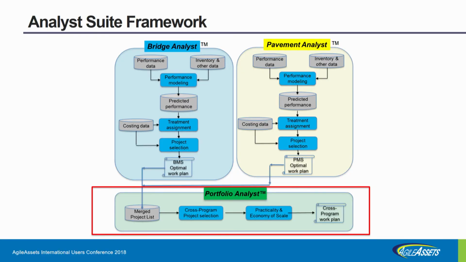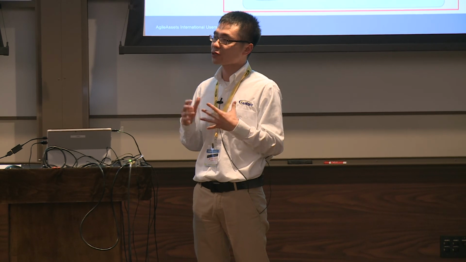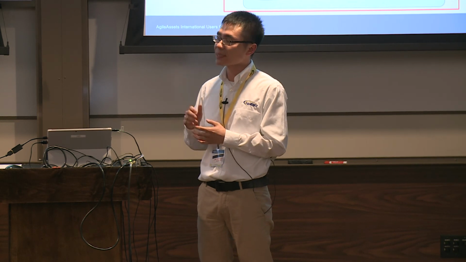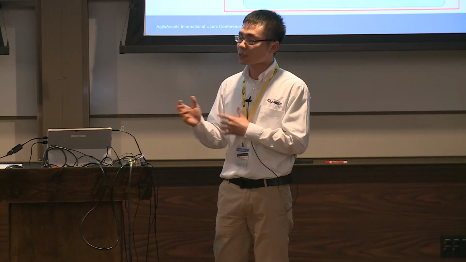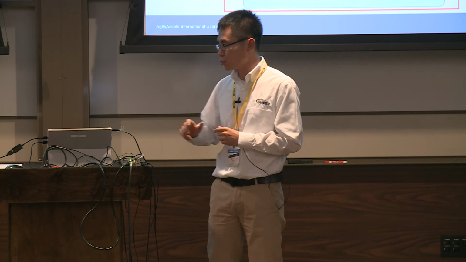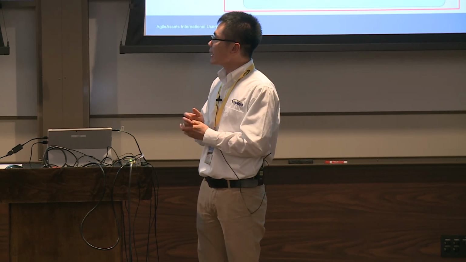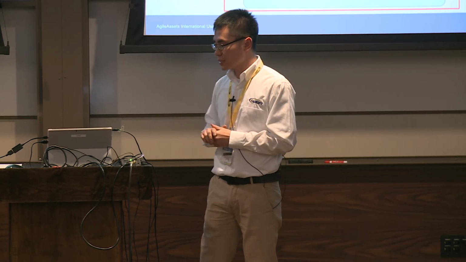Another part that we included in portfolio analysis is the post-processing module. In the post-processing components, we apply the economy of scale concept, and we are able to move projects around across different times and locations. So we are able to group projects into much bigger projects, and therefore save money by reducing traffic congestion and reducing the amount of construction resources that the DOT agency has to move around. That way you are able to produce an updated cross-program work plan that best suits the agency's needs.